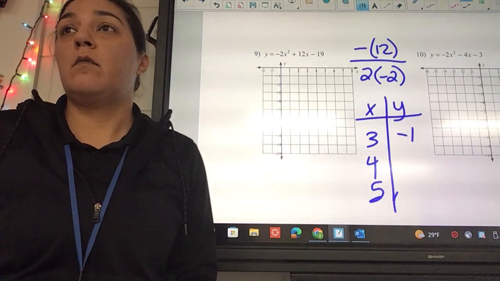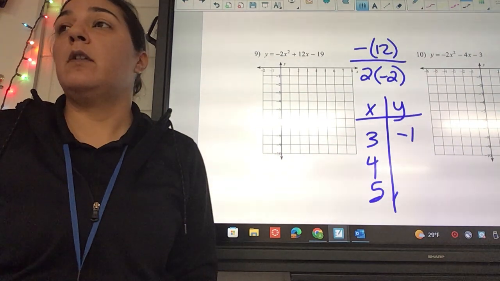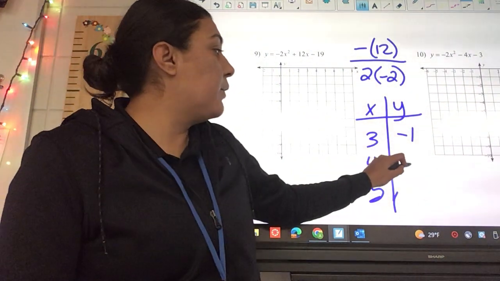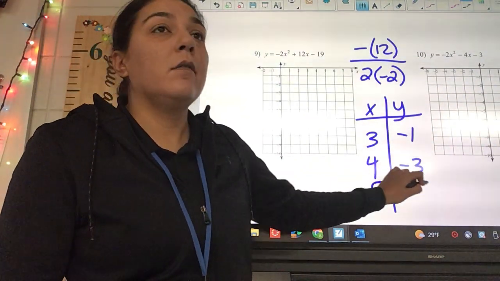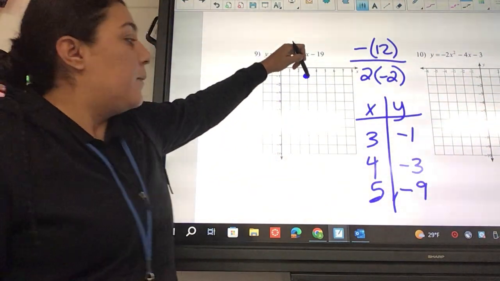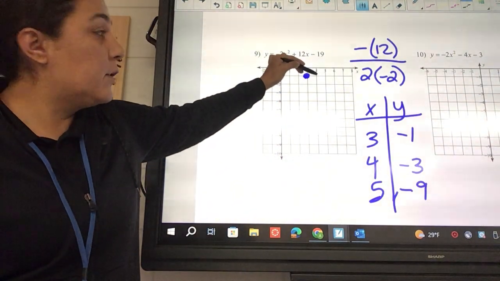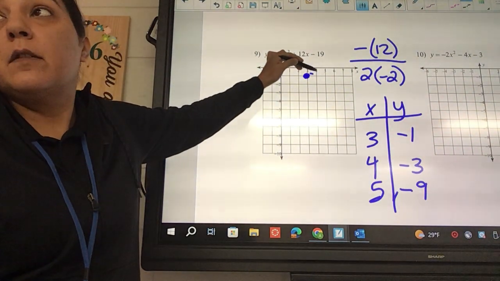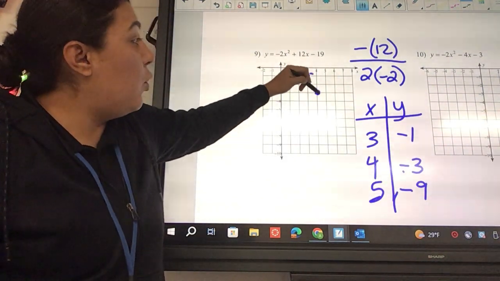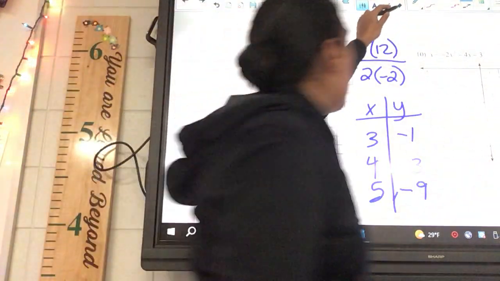What you got? What do one of you guys get? -3 and -9? Yeah. Okay, so I got 3, -1. And this one would work just the exact same way. We started at 3, so you're going to go over to the 4, just like the other one, and you would go down to the -3. You would go over to the 5, and we would go down to the -9. So these work the same way.